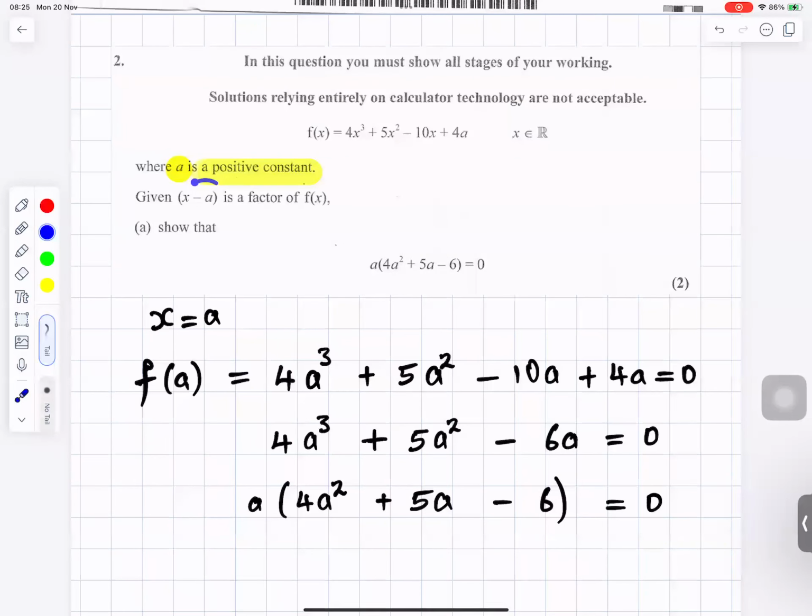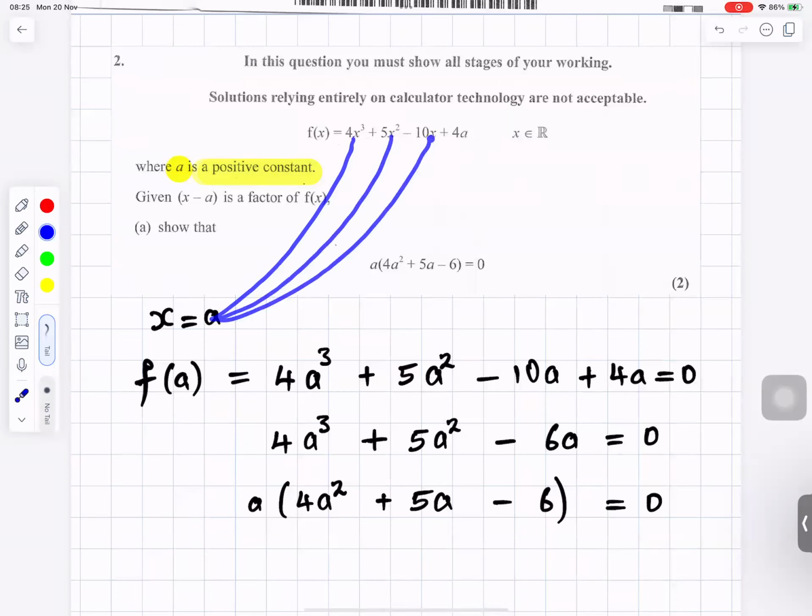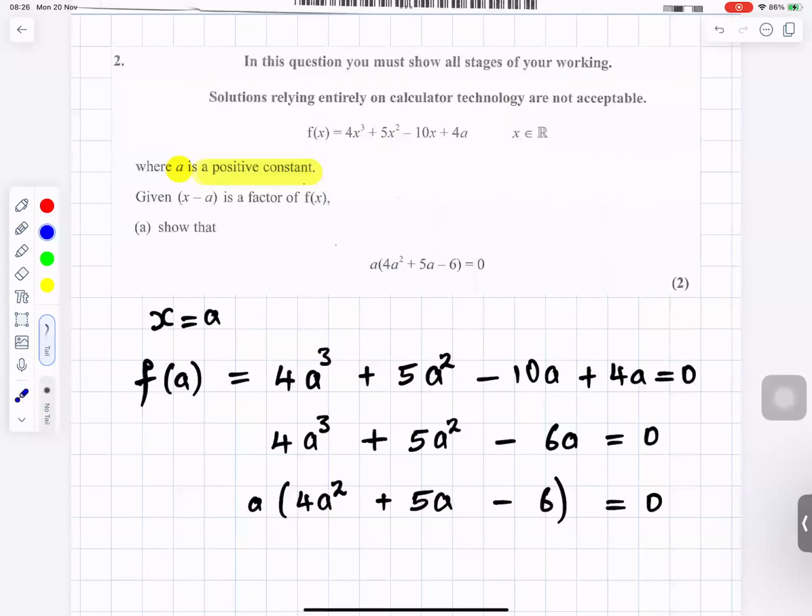Because x minus a is a factor, we will use x equals a and sub it in. So x equals a, we'll replace the x with a. Wherever you see x, you sub in a. So you get 4a cubed plus 5a squared, and so on.